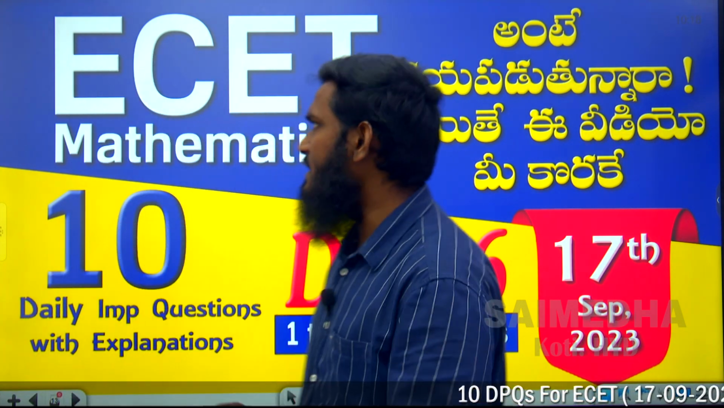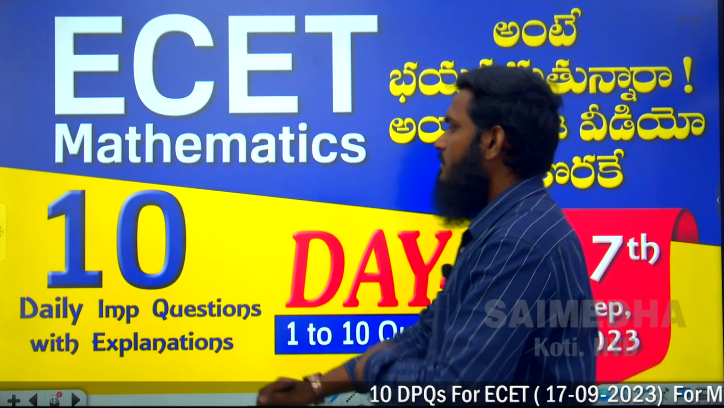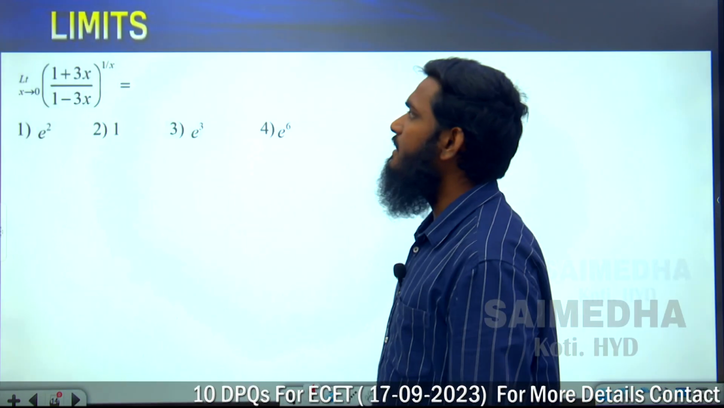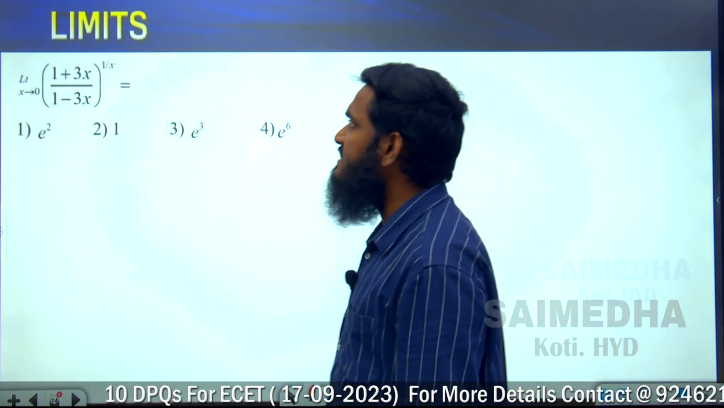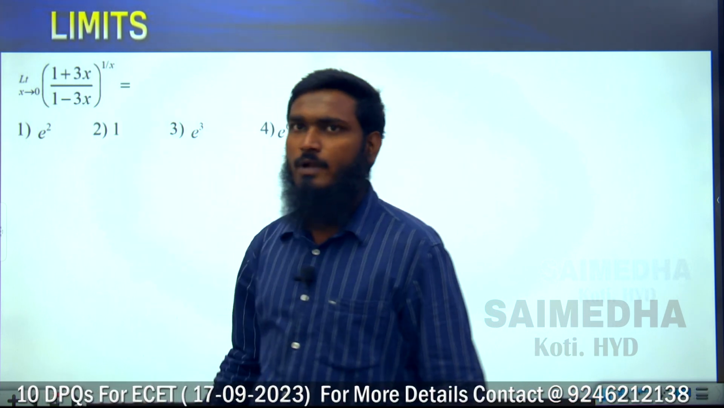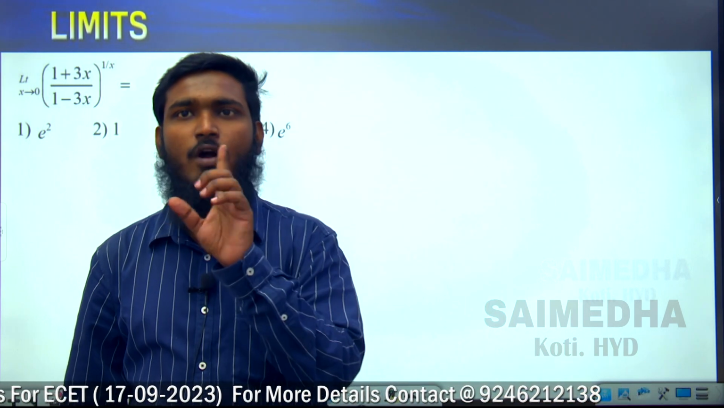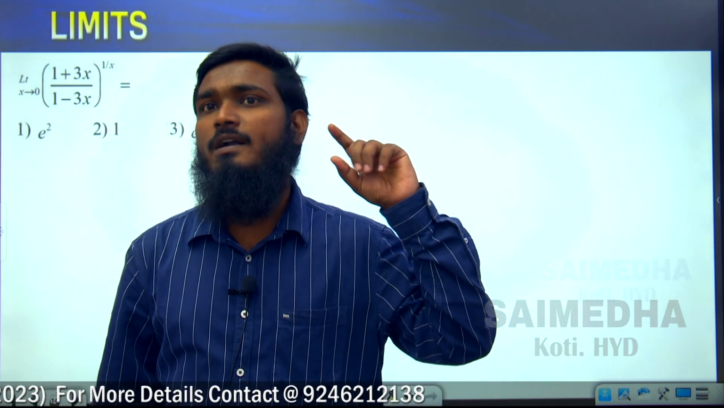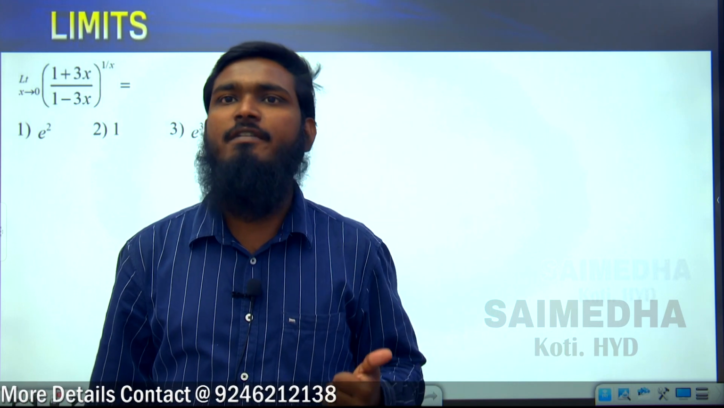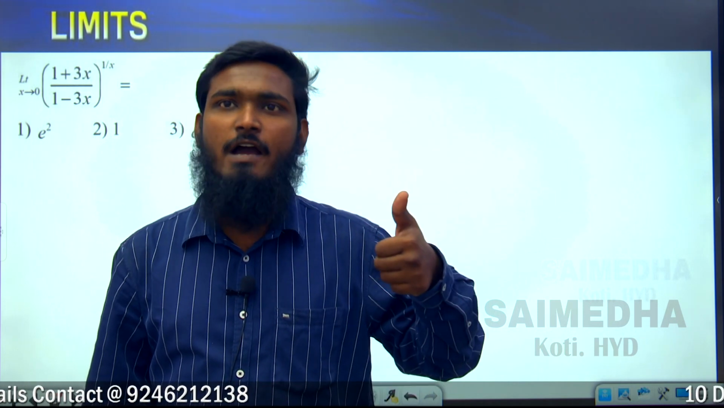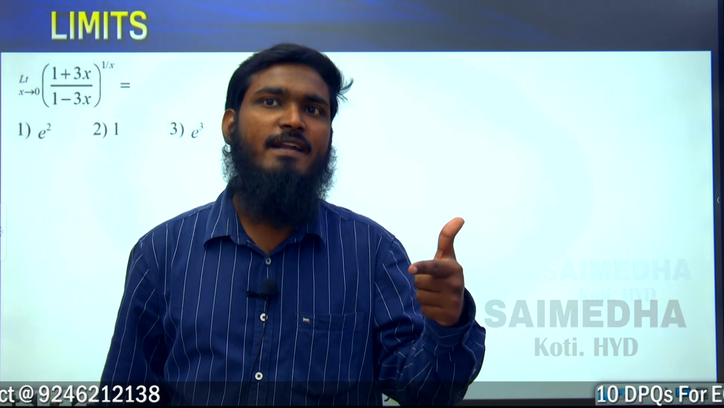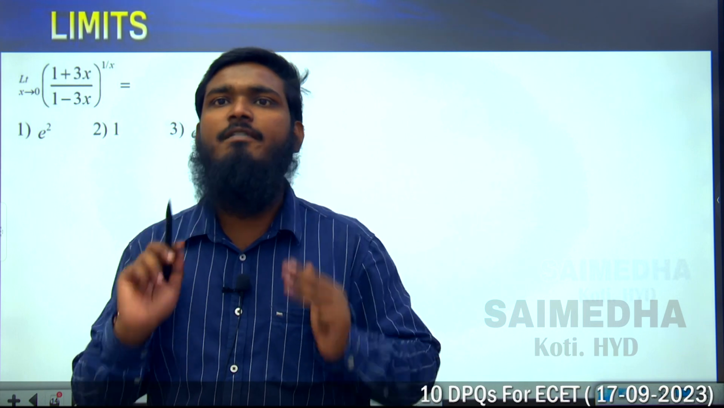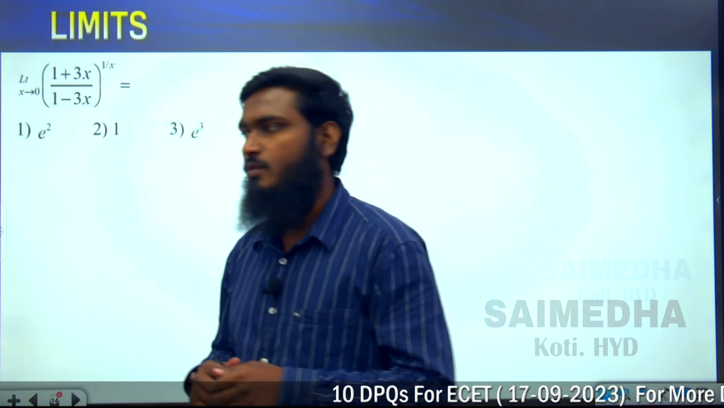Now let us go with the question. We have limit x tends to 0, (1 plus 3x divided by 1 minus 3x) whole power 1 by x. Already we have discussed; if you have not seen the previous videos of limits, go through those videos. Day 3 we took functions, day 4 limits part 1, then limits part 2, and now part 3. Let us continue these questions.